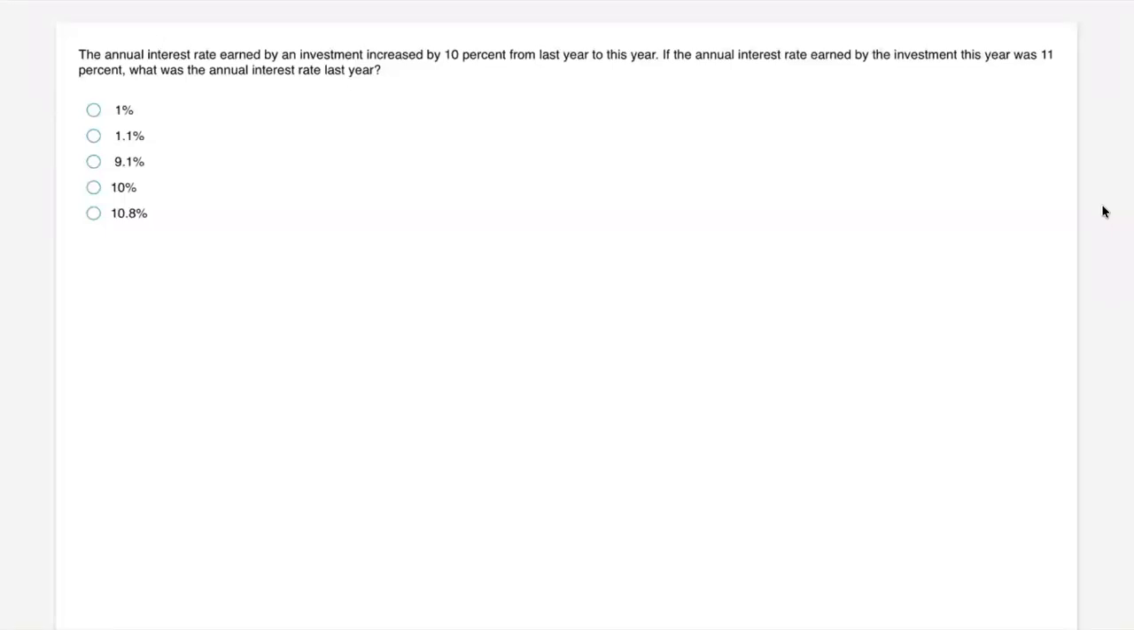Let's do it. Well, the annual interest rate earned by an investment increased by 10% from last year to this year. The interest rate, okay. Last year plus 10% is this year.